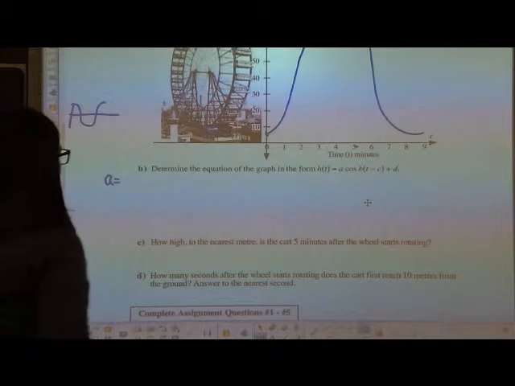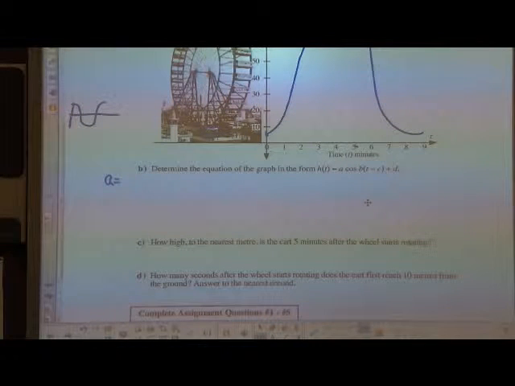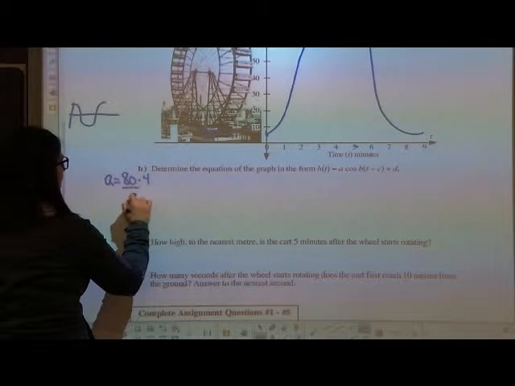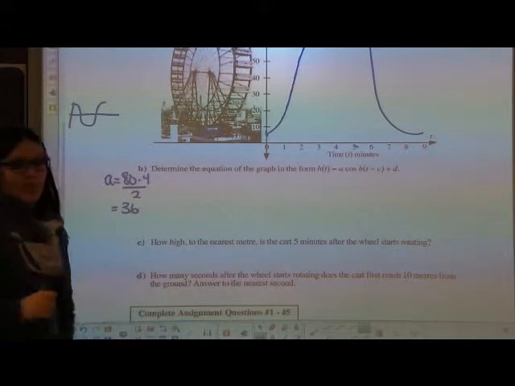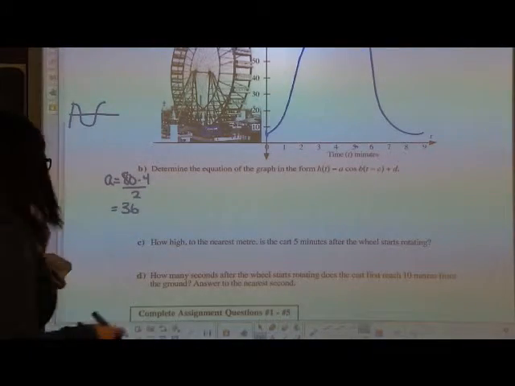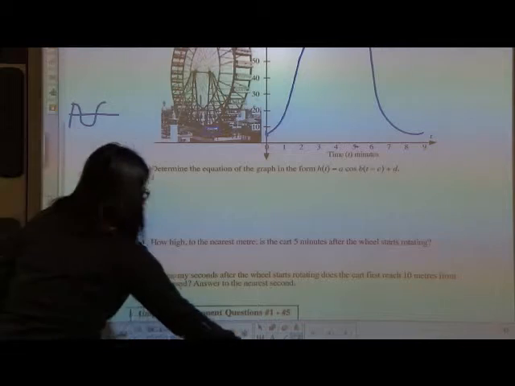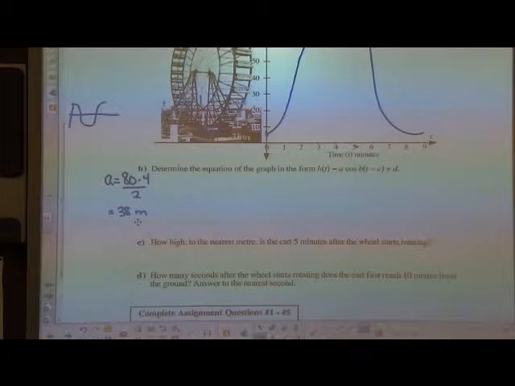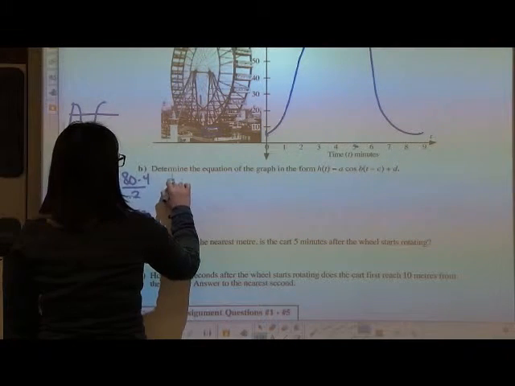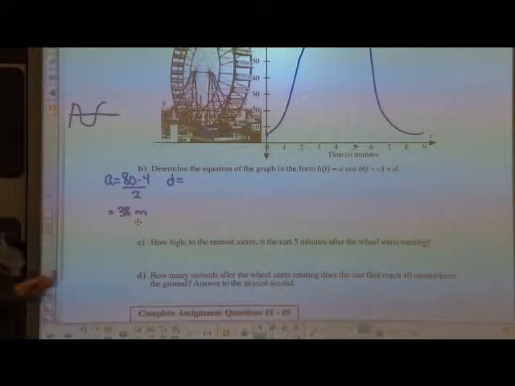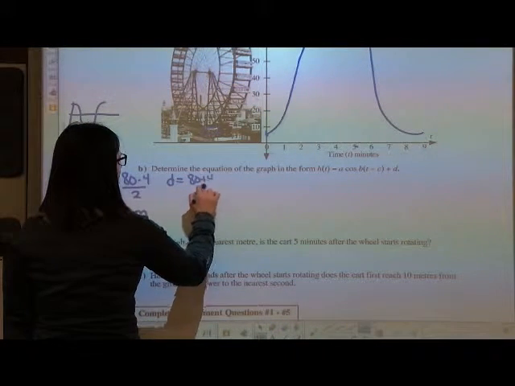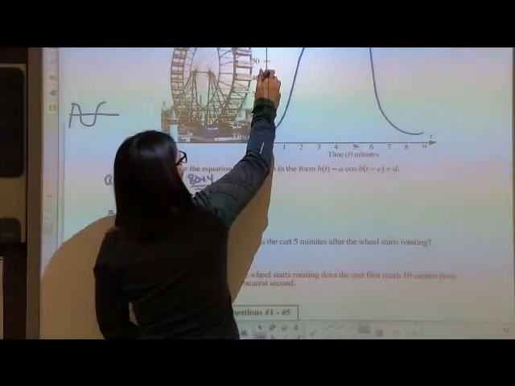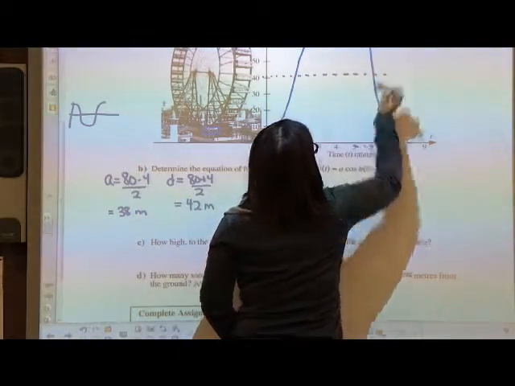So if I look at these values, A is the amplitude. So that's max minus min: 80 minus 4 divided by 2, which is 38, which actually corresponds to the radius of the Ferris wheel. My D value is my vertical displacement. I add, and I get 42. So that's my midline. That would be this measurement right here that cuts through the center.